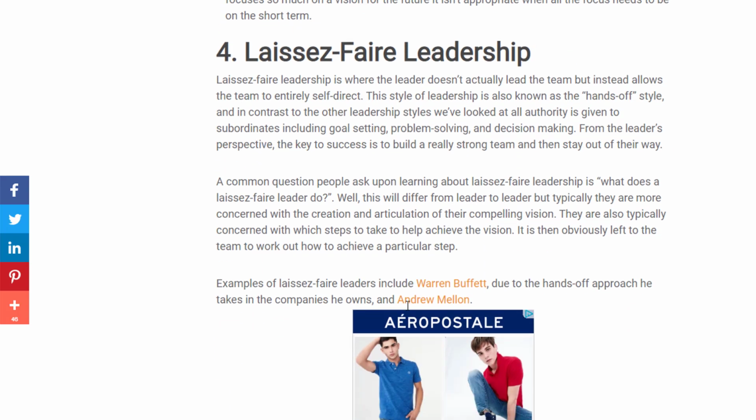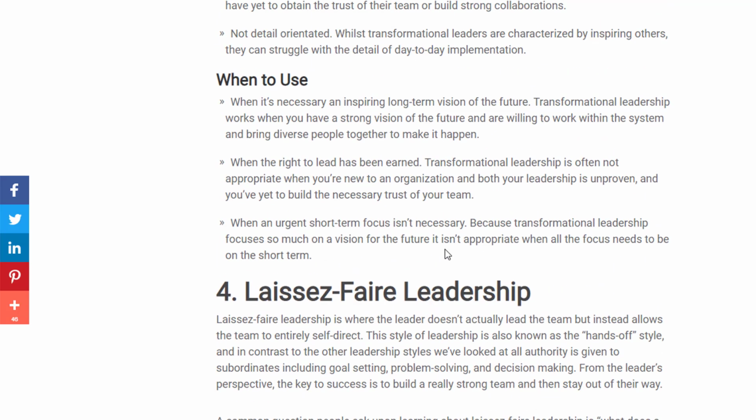Then you have the laissez-faire leadership style. What is the laissez-faire leadership style? Laissez-faire is where the leader doesn't actually lead the team, but instead allows the team to entirely self-direct. This style of leadership is also known as hands-off style of leadership, and in contrast to other leadership styles we've looked at, the authority is given to the subordinates, including goal setting, problem solving, decision making.